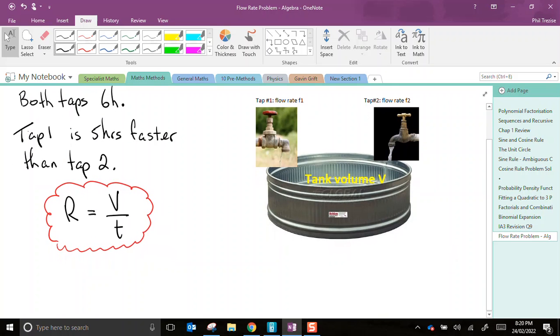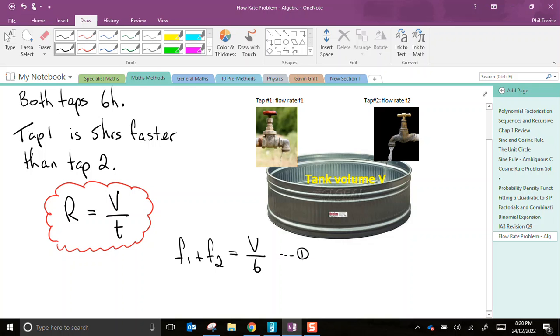So let's start with the first clue. If both of the taps were running together, the flow rate would be F1 plus F2. So we would add them together. That seems logical. And we don't know the volume of the tank, but we do know the time taken would be 6 hours. So let's call that equation 1. We'll have to come back to that in a minute.